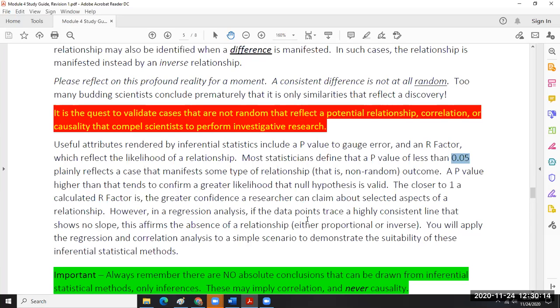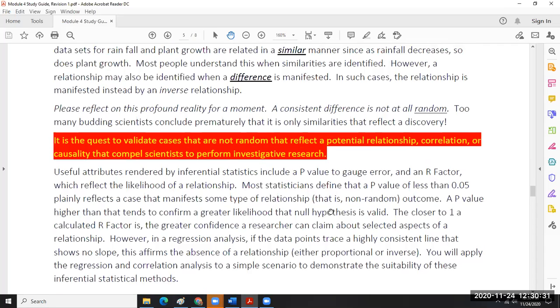If it's lower than that, it plainly reflects a case where there's some kind of relationship, meaning it is non-random. So if you want to prove that something is related and not random, you're looking for a p-value that is 0.05 or less. And the tests that we showed you on the cheat sheet from last week are what you'd run to generate your p-value.